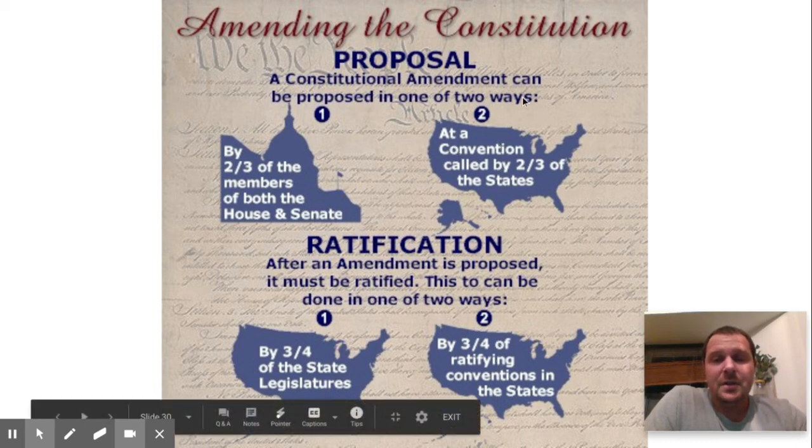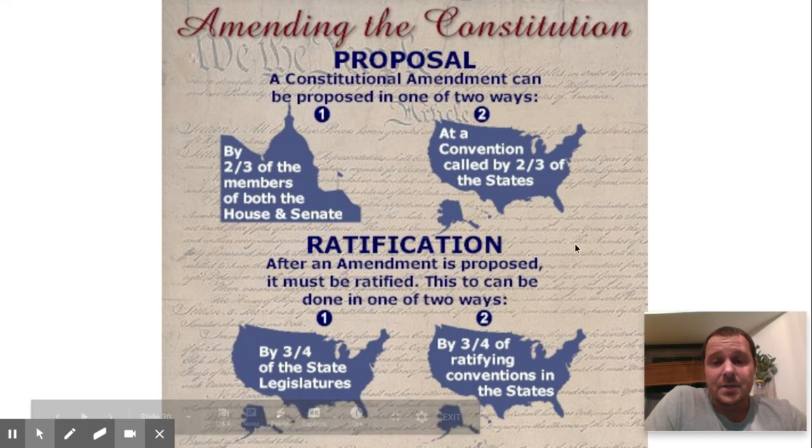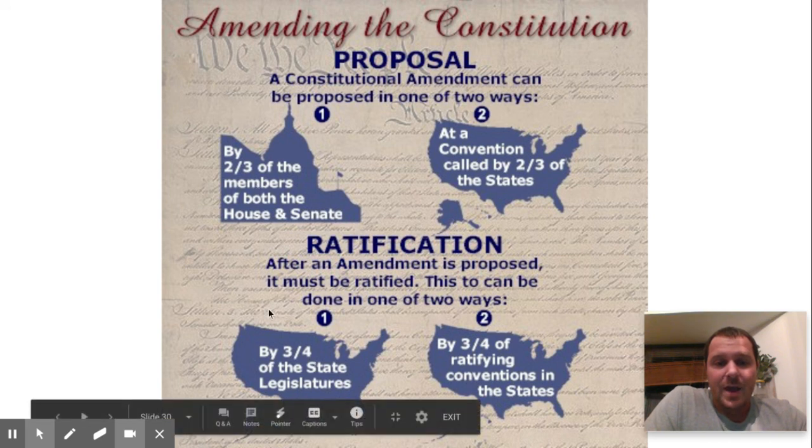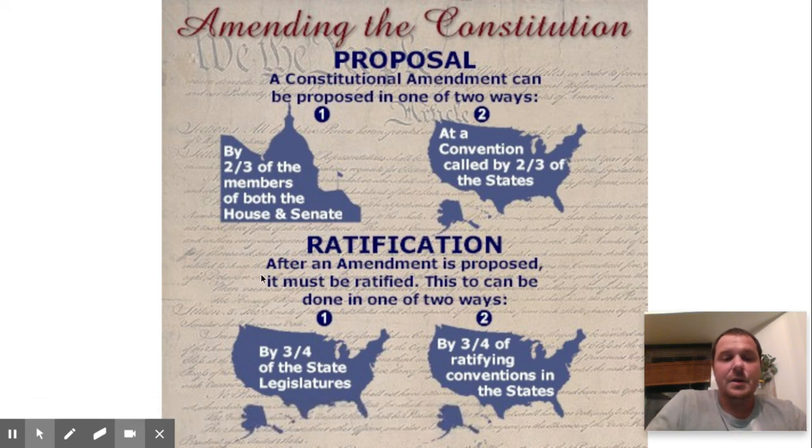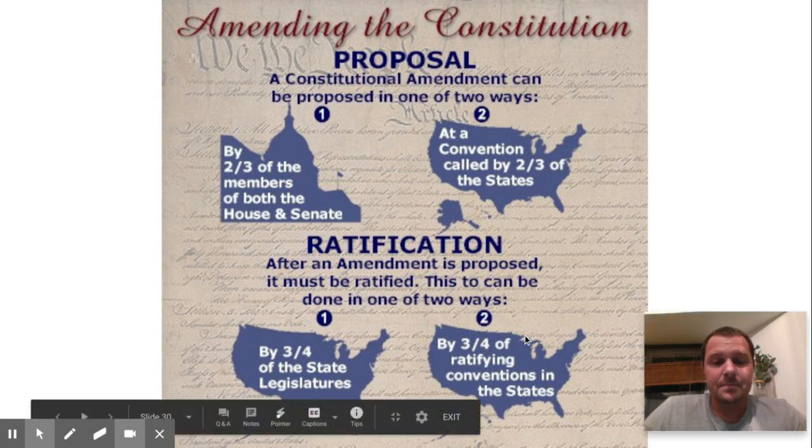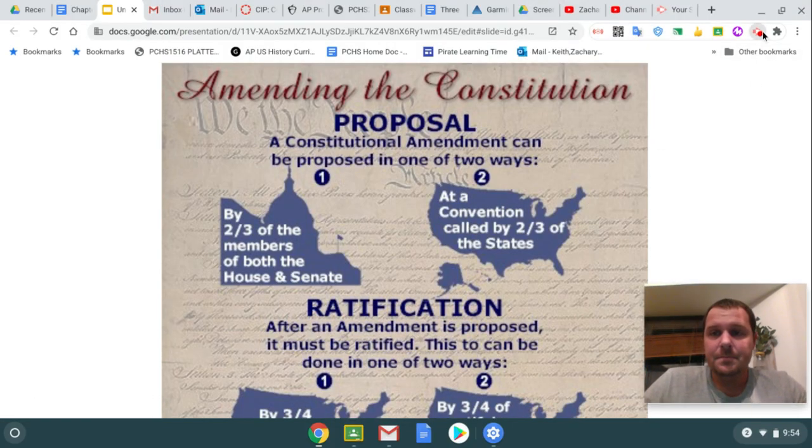Now, really quickly over here, you'll see way number 2 to propose and ratify an amendment to the Constitution. These are in the Constitution itself as a way to actually amend the Constitution, but they don't ever actually happen. The ones that you need to know are proposal by 2/3 of Congress and ratification by 3/4 of the states. And that's all.